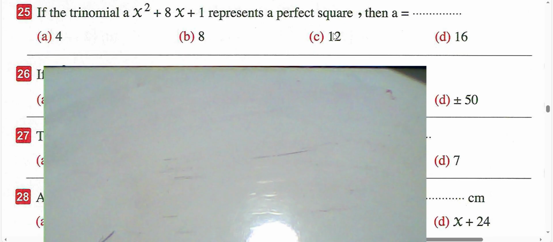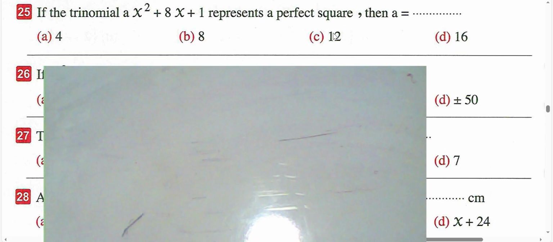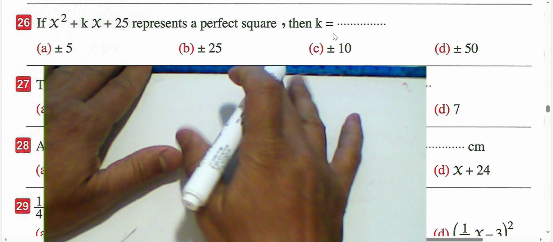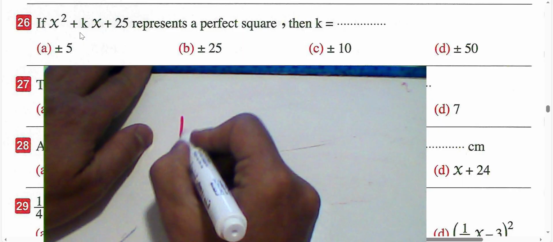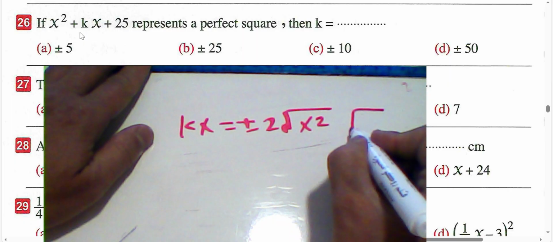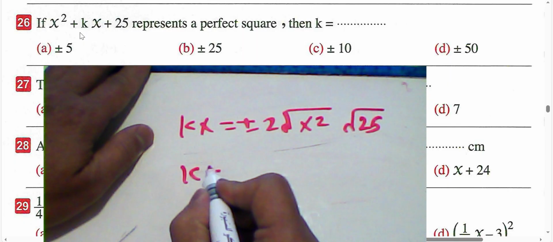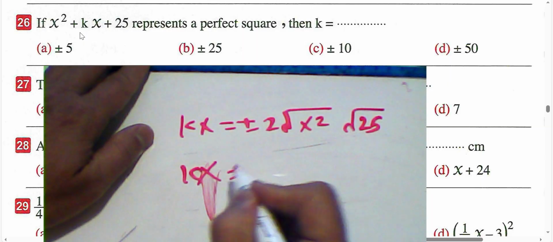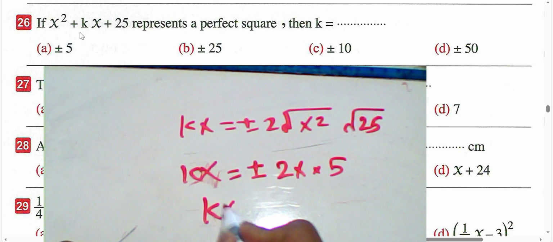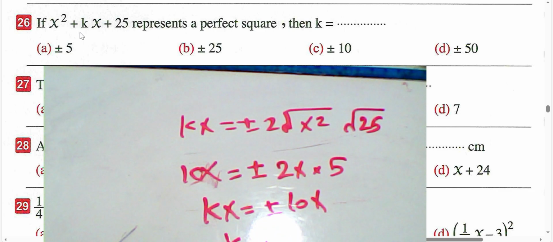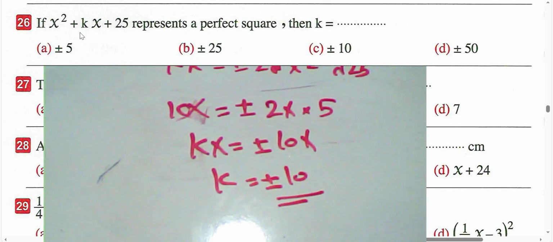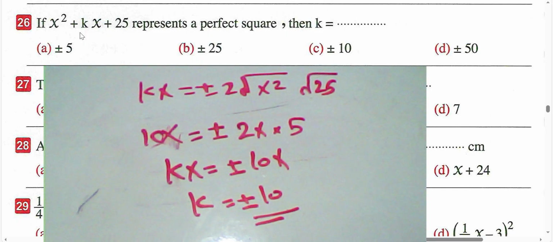Number 26. This expression is a perfect square, and we want to find the value of k. Look at here, k lies in the middle. Then kx will be positive or negative 2 times the square root of the first, times the square root of the third. Then kx will equal positive or negative 2x times 5, so kx equals positive or negative 10x. Then k will be positive or negative 10, the coefficient of x. Okay, the answer will be positive or negative 10.